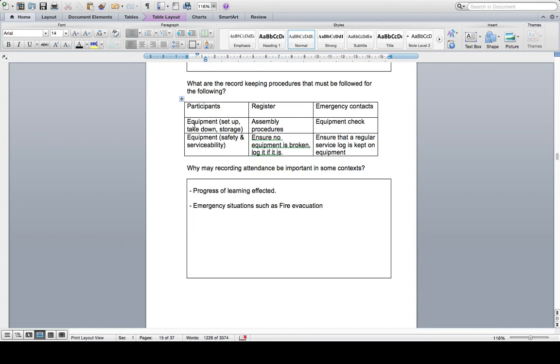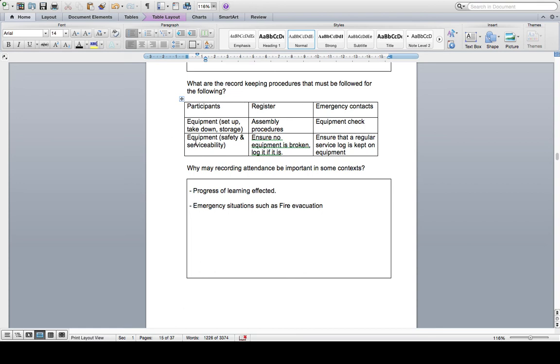Now, records regarding equipment, setting up and taking down. We need to keep records of assembly procedures, so how to set certain equipment up. It could be goalposts, or setting up some inflatables in the pool. We need records of how to do that properly and safely. Alongside that, we need an equipment checklist, so we can check that all the equipment we get out is functioning properly. It's not broken, it's not faulty, and it's fit for purpose. They're really important from a coach's perspective.